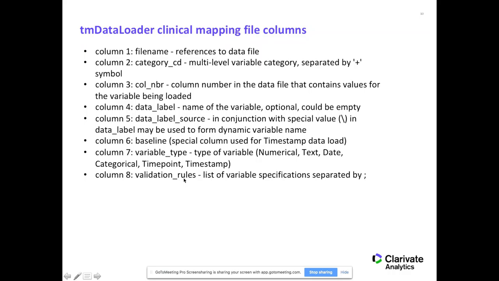which will only load data that fits a set of validation rules that are semicolon delimited. So if you only want to load ages between 0 and 89, for example, to comply with HIPAA requirements, you can have in the original data set values above 89, but only load values up to 89 into the Transmart instance, for example.